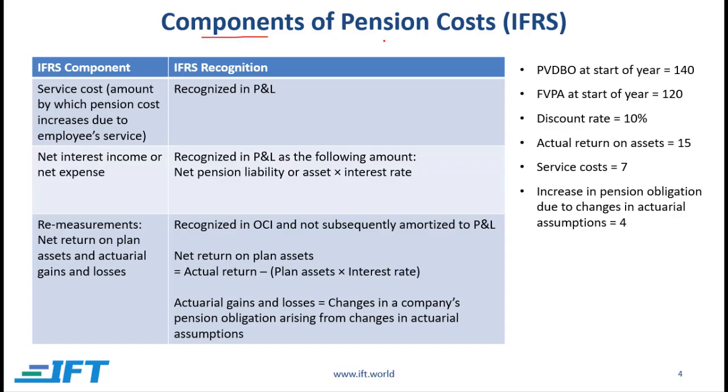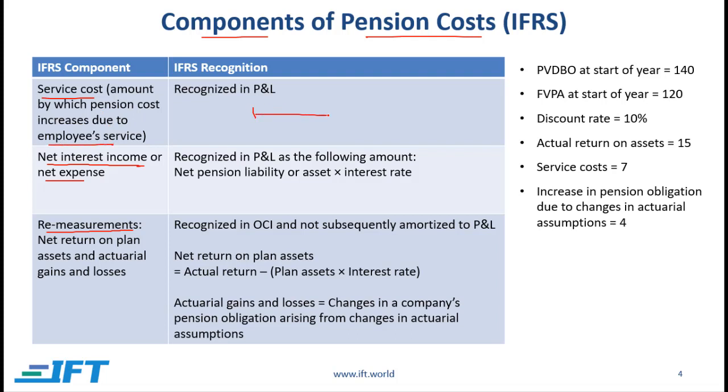Coming now to the components of pension costs. Under IFRS, we have three components. The first component is service cost, then we have net interest income or net expense, and the third component is remeasurements. Service cost is the amount by which pension cost increases due to an employee's service.